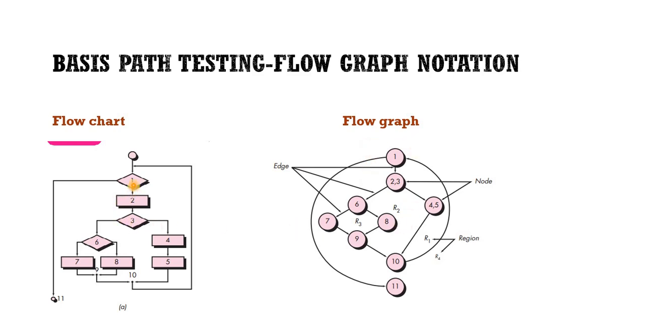They join the condition as well as the sequence statement as a single node here. If in the box, sequence statement 2, there is no path moving out from the node, then they have joined 2 and 3 as a single node here.